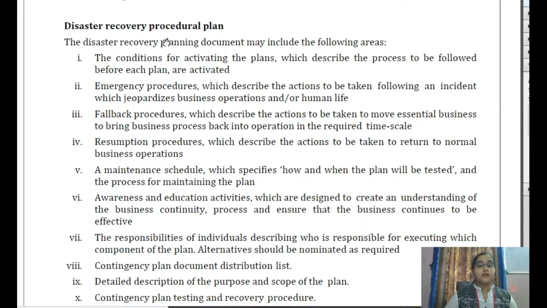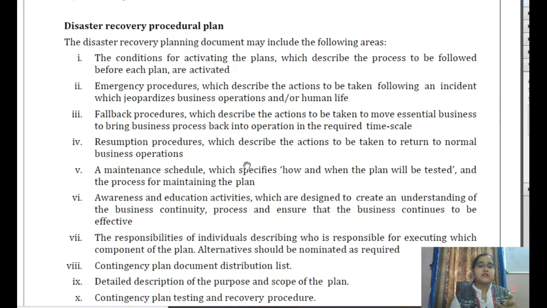The disaster recovery plan document may include the following areas. What are the conditions for activating the plan? Then the emergency procedures to be followed so that the impact of the disaster can be reduced, which describe the actions to be taken following the incident. Then the fallback procedures, which describe the actions to be taken to move essential business to other places. Then the resumption procedure, which describes the actions to be taken to return to normal business operation.